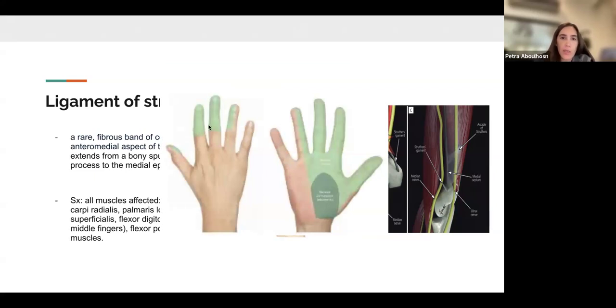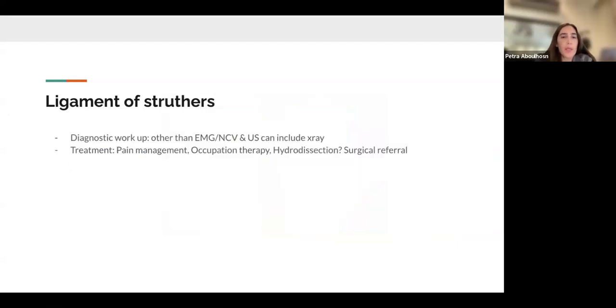We all know this is the carpal tunnel or median nerve sensory innervation. Very common, and it's the same type if you have an injury in the higher elbow. In this case, other than ultrasound and nerve studies, I just put that we can include X-ray to see if we can see that bony protrusion of the supracondylar process of the humerus.